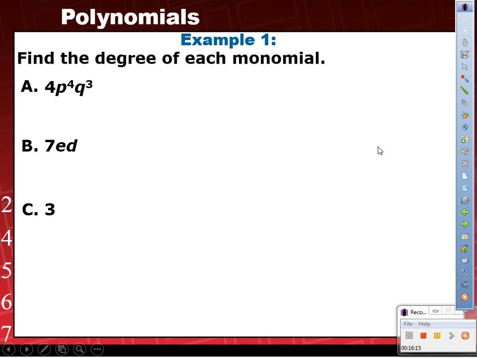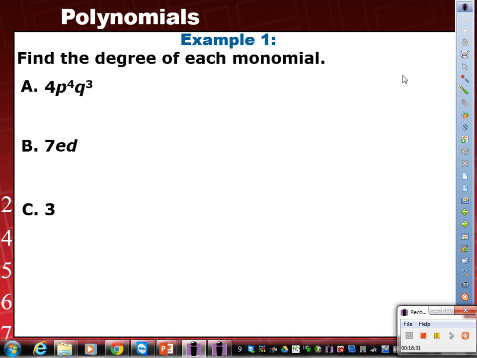Find me the degree of those monomials. Example 1a is 4p to the 4th, q to the 3rd. B is 7ed, and c is 3. I'll give you some time. Go. Okay, check with the neighbor, see what they got for the degree of those 3.